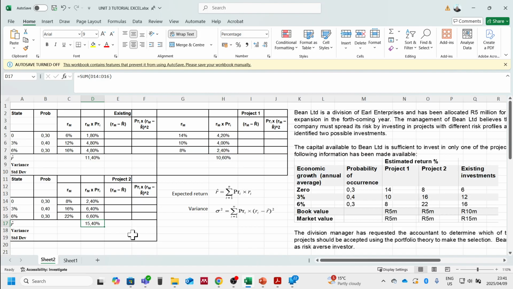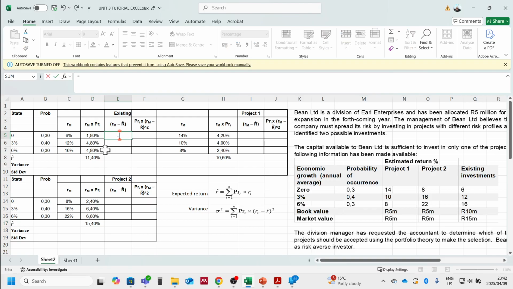We also need to assess its risk, and assess whether combining this with our current existing investment will actually yield a positive or negative result by looking at the entire portfolio risk. So from here, we try to calculate the deviation for the existing project.